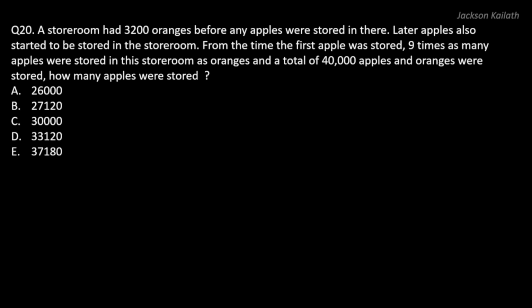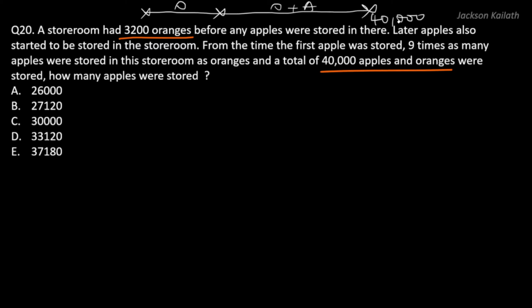Over here, it's given that the storeroom had 3,200 oranges before any apple was stored, and finally, after apples were stored, the total number of oranges and apples was 40,000, right? So what's happening over here? There's a storeroom. Initially, for some time, only oranges were stored. Let's visualize the time span. For this time, only oranges were stored, and that's 3,200 oranges. And then for some more time, more oranges and apples were stored. And at this point, there were a total of 40,000 apples and oranges.